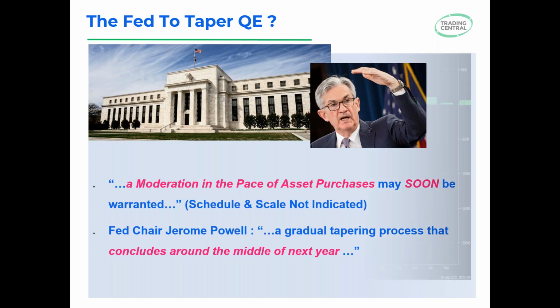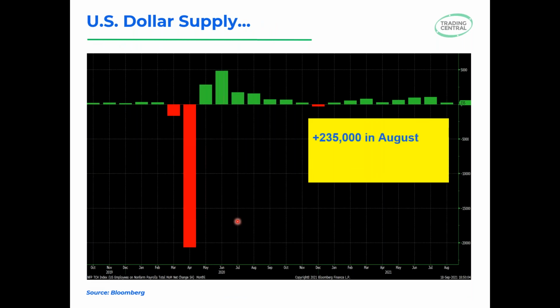Look at this. Now this is not the US dollar supply. This is US nonfarm payroll. The latest one in August, they added 235,000 nonfarm payrolls, way below the expected 733,000, way below. So this is the job market in the US.